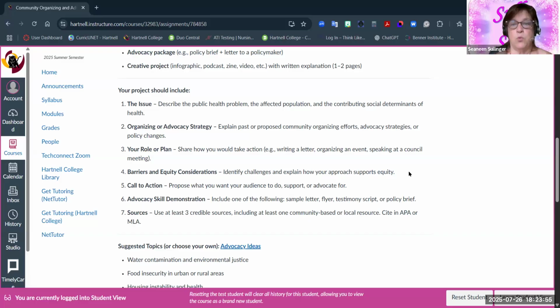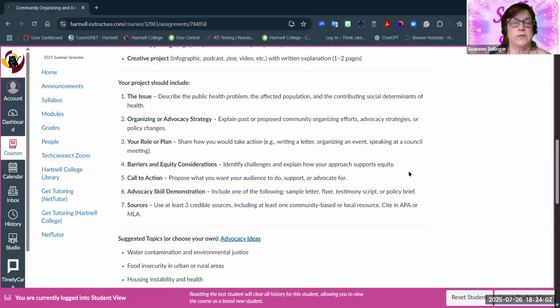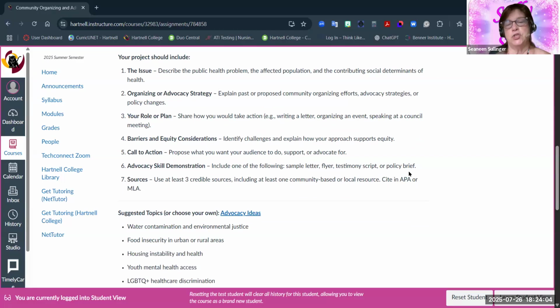And how does your approach support equity? How are we going to get this information out to the people that need it most? And then what's the call to action? What do you want your audience to do, support, or advocate for? So maybe we want to write letters to a policymaker. I'm trying not to say let's go down and protest, but that is a thing we could do. That could be a call to action. But I would say then have some kind of education available, something that pulls it all together with facts.